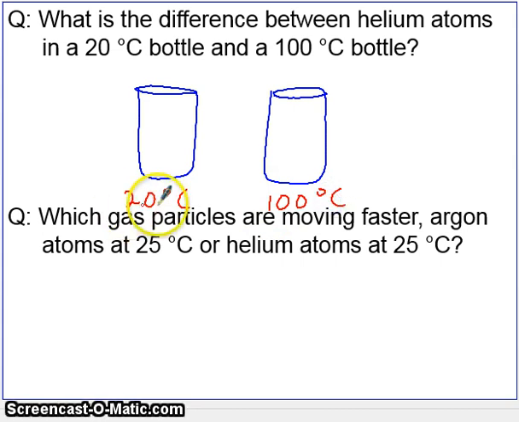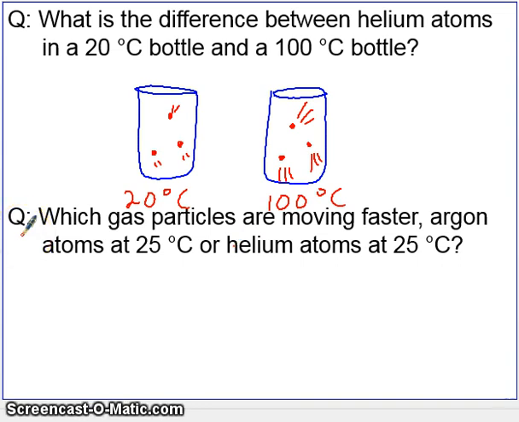Well, since this one has a lower temperature than this one, it has a lower kinetic energy, which means the particles would be traveling faster in the 100 degrees Celsius bottle, and they would be traveling slower in the 20 degrees Celsius bottle. So we can draw it like this. And that's because the kinetic energy is directly related to how fast they go. How about the second question?